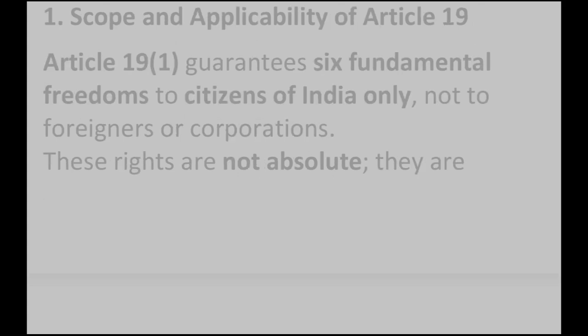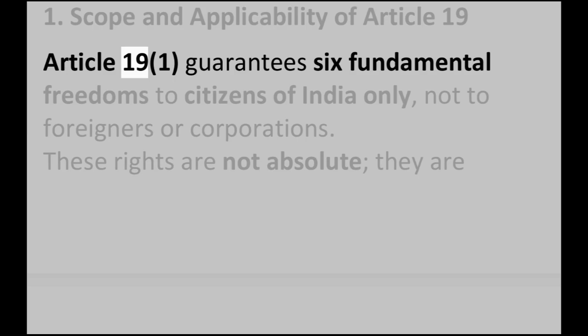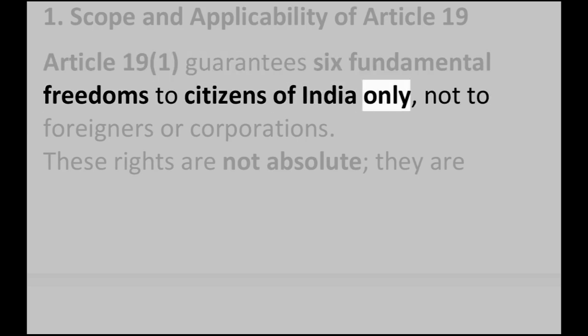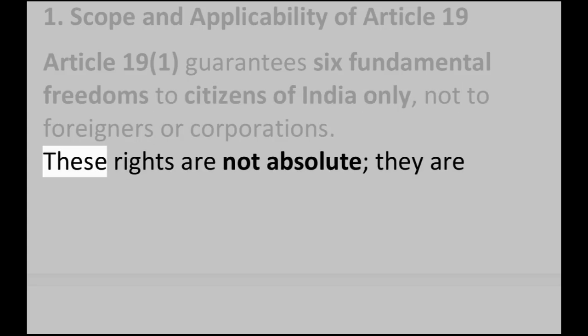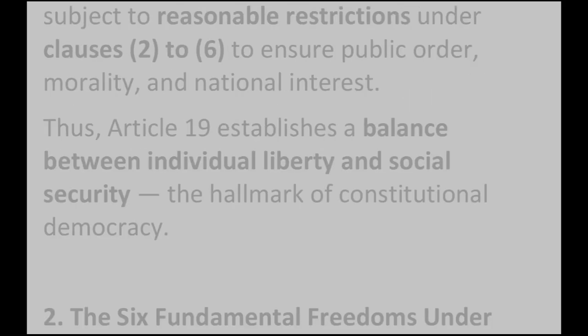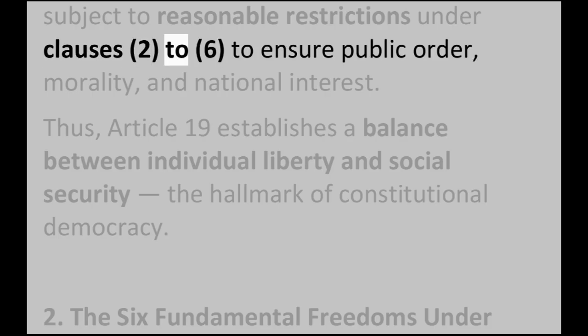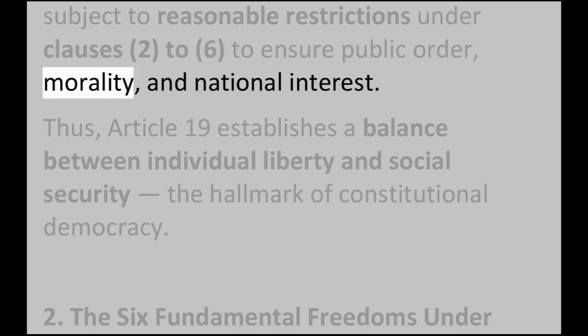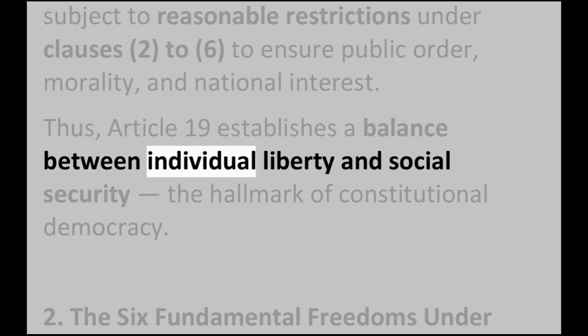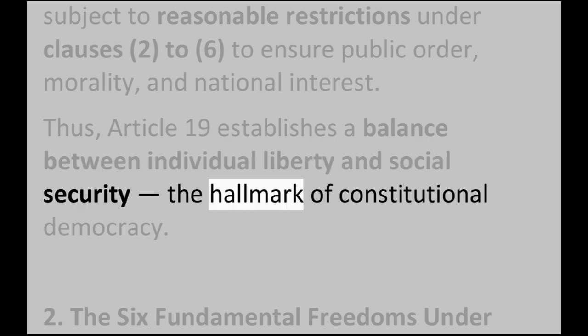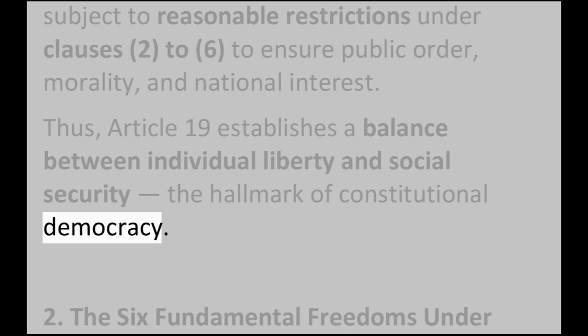1. Scope and applicability of Article 19. Article 19(1) guarantees 6 fundamental freedoms to citizens of India only, not to foreigners or corporations. These rights are not absolute, they are subject to reasonable restrictions under clauses 2 to 6 to ensure public order, morality, and national interest. Thus, Article 19 establishes a balance between individual liberty and social security, the hallmark of constitutional democracy.